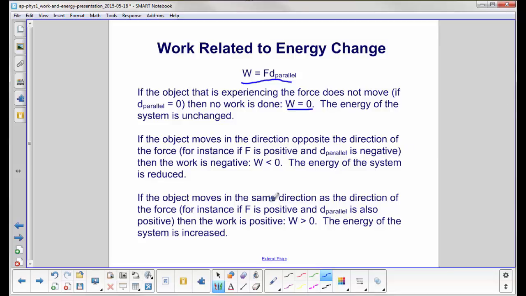And the last case, of course, if you're moving in the same direction, the work is positive. The energy of the system will increase. This is the case where you hit the accelerator pedal and you go faster, your force is in the same direction of the displacement, the energy increases.